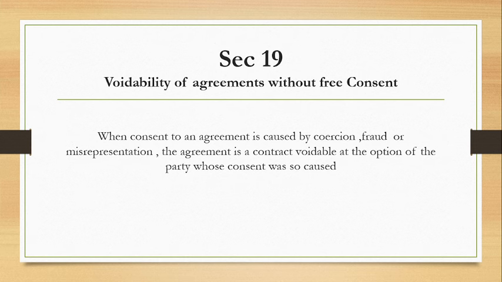Section 19. Voidability of agreements without free consent. So if there is not free consent, agreements are voidable. When consent to an agreement is caused by coercion, fraud, or misrepresentation, as we have already seen, the agreement is a contract voidable at the option of the party whose consent was so caused. It means that at the wish of the aggrieved party, the contract is voidable.